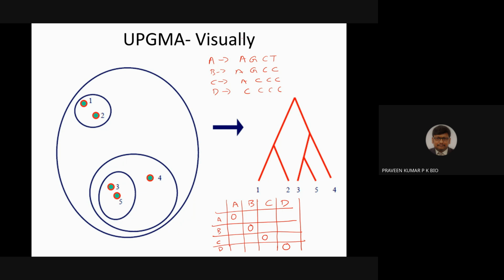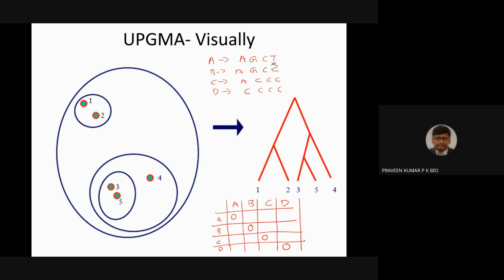If A and B are compared, how many mismatches are there? You have only one mismatch. T and C alone is a mismatch, isn't it? So according to the genetic distance, that is here in this case, the Hamming distance.